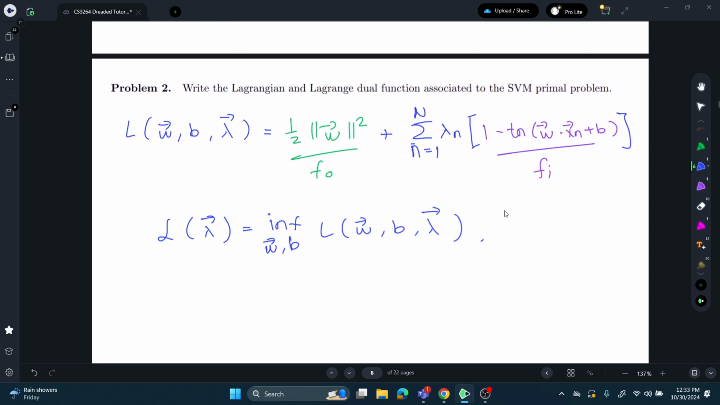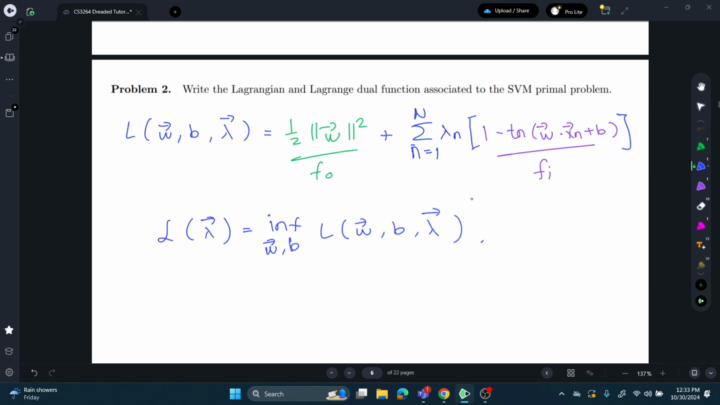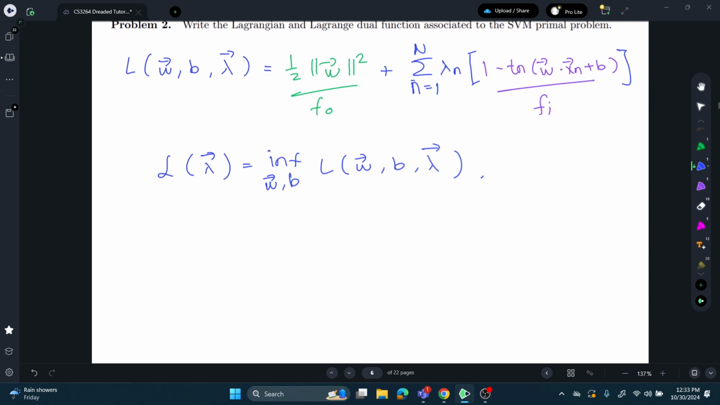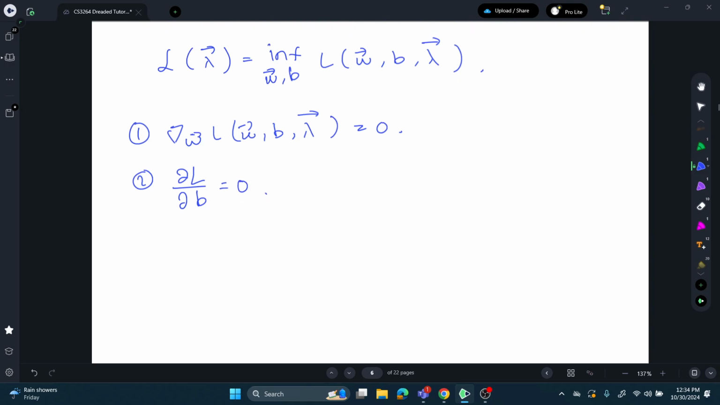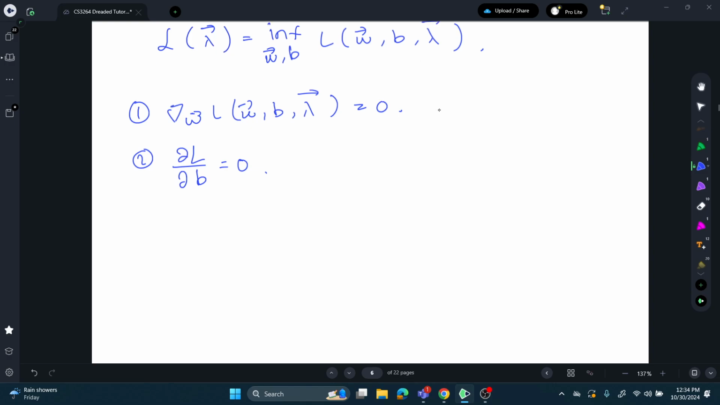Okay, so to formulate this Lagrangian dual from this Lagrangian function, we will take the derivative with respect to whatever variables you are trying to minimize here. Okay, so when I take the derivative, I will have two new constraints here. My first constraint is I want to set this to be equal to 0. It should be equal to 0. Okay, this is my first item. My second item is when I take the partial of L over partial b, this should also be 0. This is my goal.